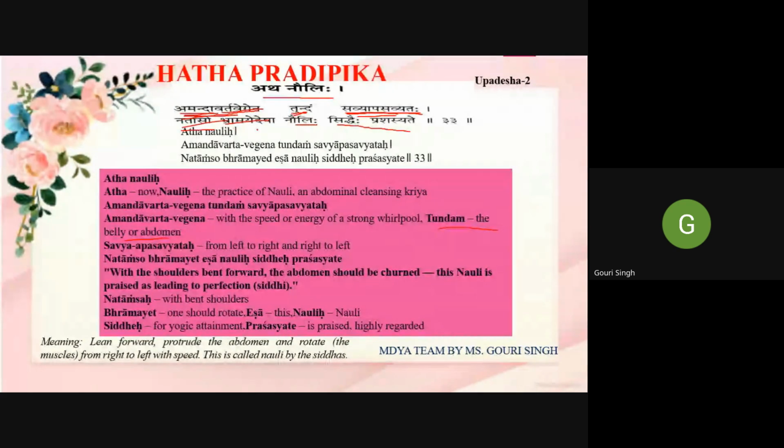Brahmet Isha Naulihi. Brahmet means rotation, creating a movement, in your abdomen area. So you have to move your abdomen area with a little bit of bending of the shoulder so that it is performed properly from left to right or right to left. It should be Amanda Bharta, meaning a little bit fast. And whenever this is practiced like this, it is called Nauli according to the different siddhas.